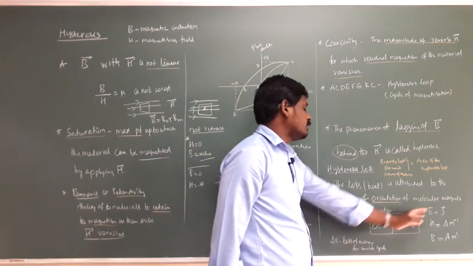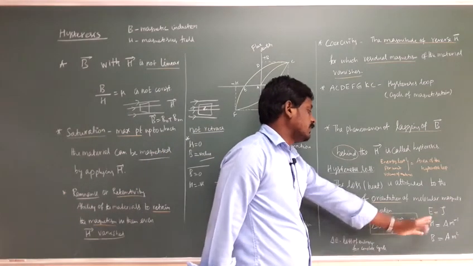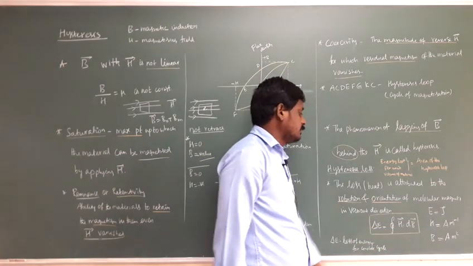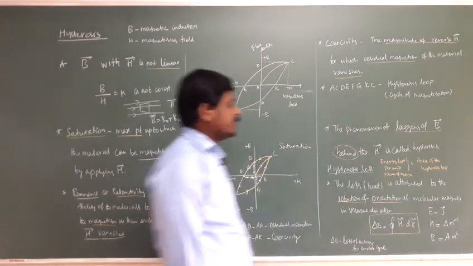Then in terms of units, the unit of energy is joule. The magnetizing field H is ampere meter power -1. The magnetic induction is given in terms of ampere meter square.